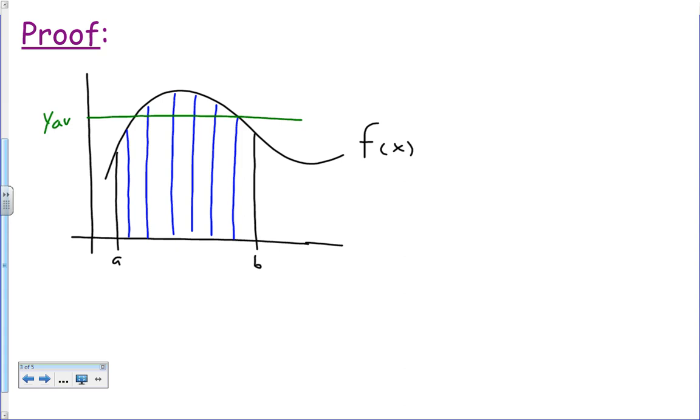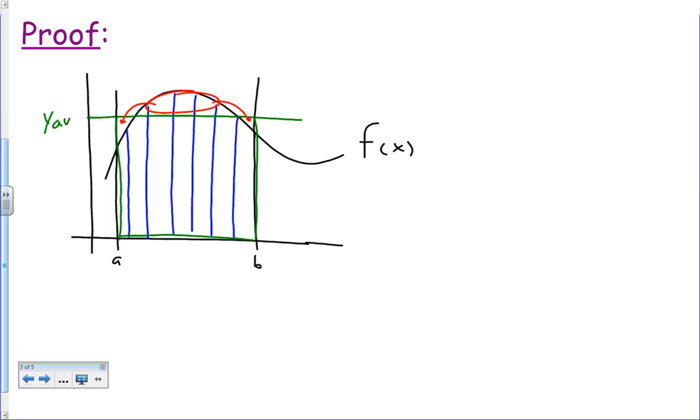Well, it turns out that if I were to look at this region here from A to B, and I were to take this area that's above the average value, and if I could kind of slide some of this area over here and slide some of it over here, I didn't quite draw my average y value high enough there. It should be a little bit higher, but what I end up with is a rectangle whose area is exactly the same as the area of my definite integral from A to B.